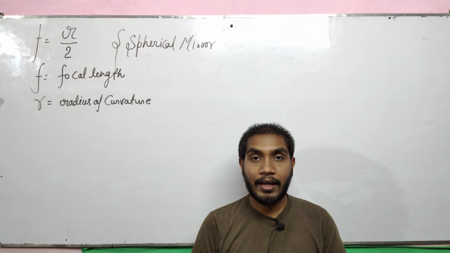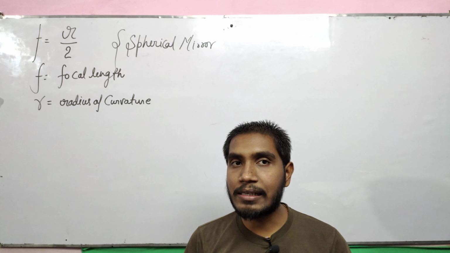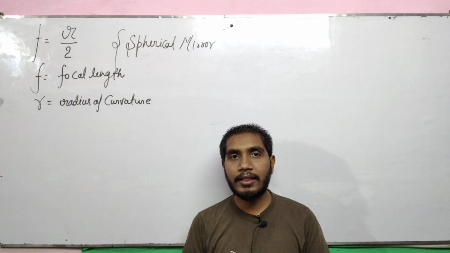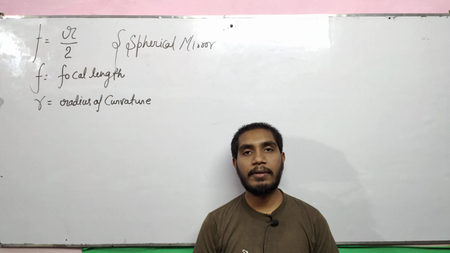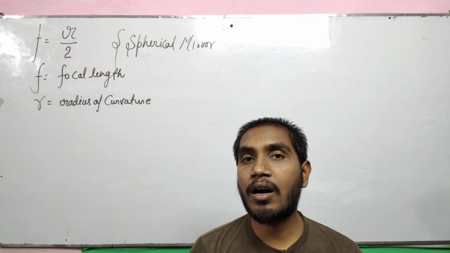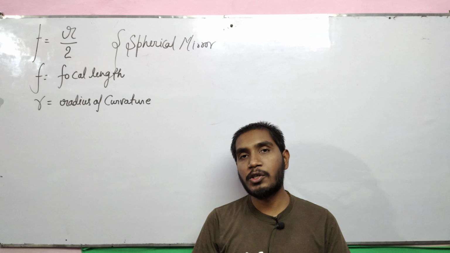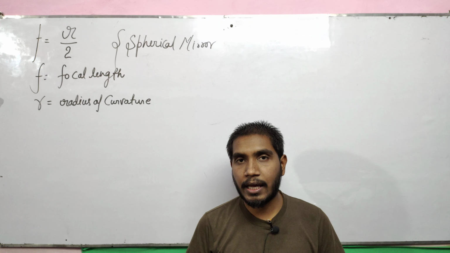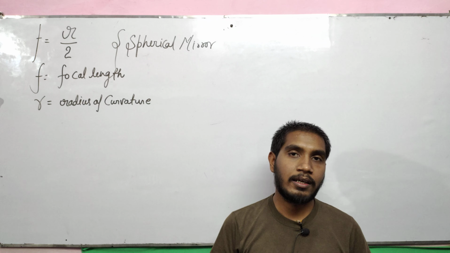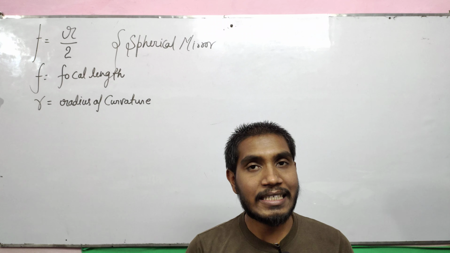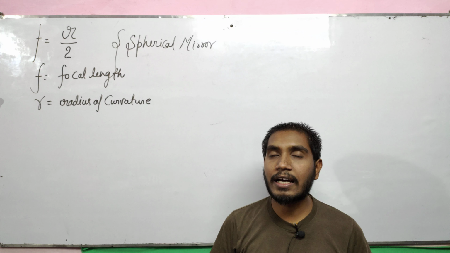Okay? In this video, we will see that the focal length of the spherical mirror is half of the radius of curvature. Okay? In this video, what will we see? Actually, the focal length of a spherical mirror is half of the radius of curvature.